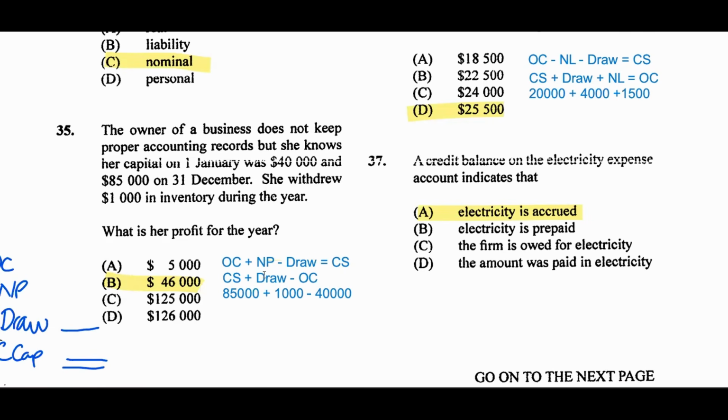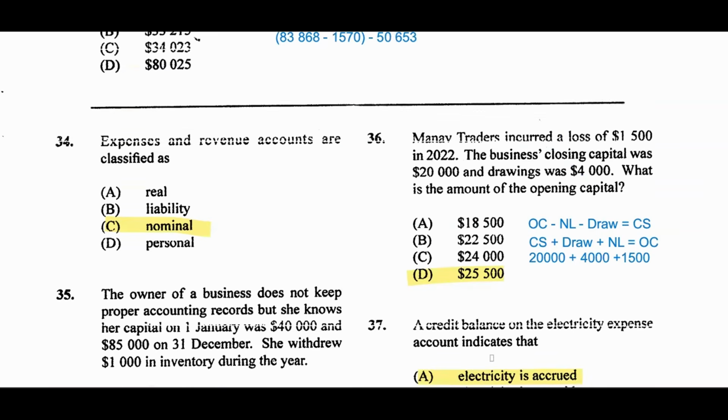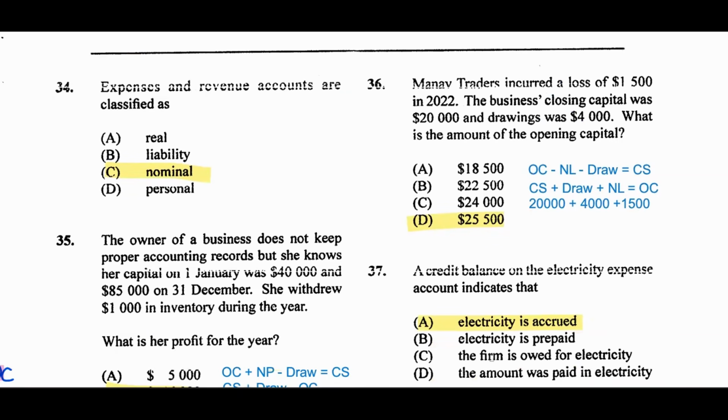Well, just to rearrange this equation, closing capital, add your drawings, less your opening, is going to give us that figure. 85,000 plus 1,000 minus 40,000 is going to give us 46,000 as our net profit. And guys, this is what we are accustomed to working with in our statement of financial position. Once we rearrange this formula, we should get our answer comfortably as 46,000, B. Good job. Time for us to move on to question 36, which is coincidentally almost the same thing.